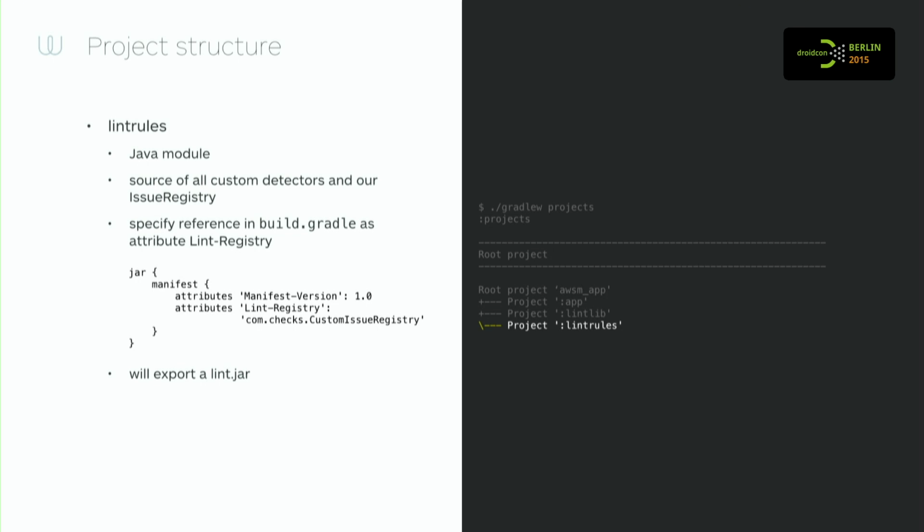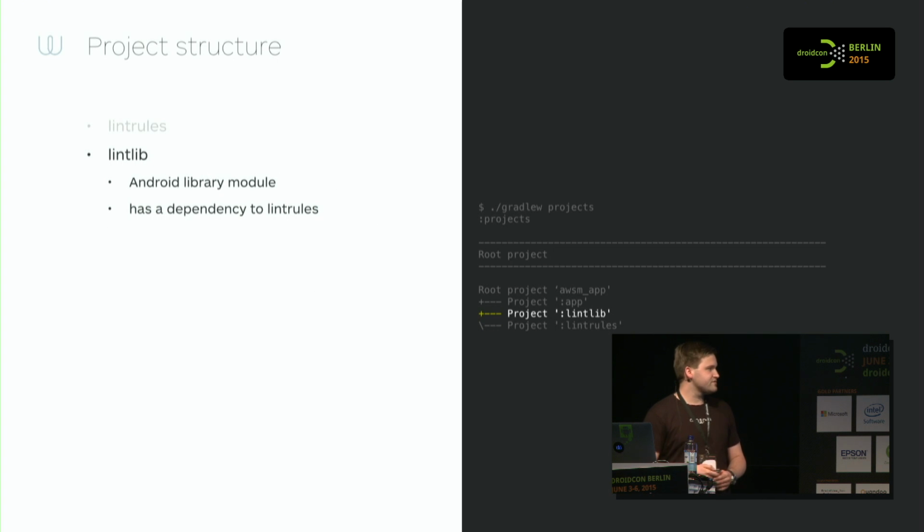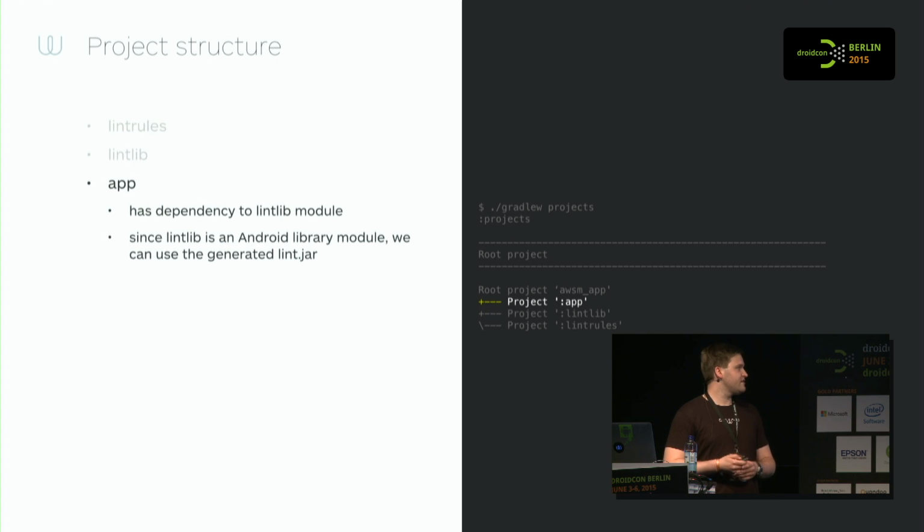And so this should be part of the build Gradle of the Java module, and this should export a Lint jar. This Java module is a dependency of the Android library module lintlib. Since the other one exported a Lint jar, this Lint jar will be included as a dependency to the lintlib, and the lintlib is then a dependency to your app. By using this architecture, you basically ensure that with every build, if something changed in your custom checks, the Lint jar is rebuilt and re-added so that you have the latest version every time.